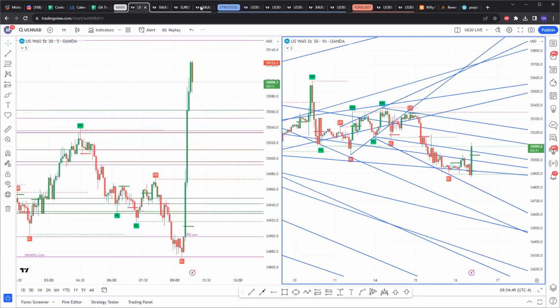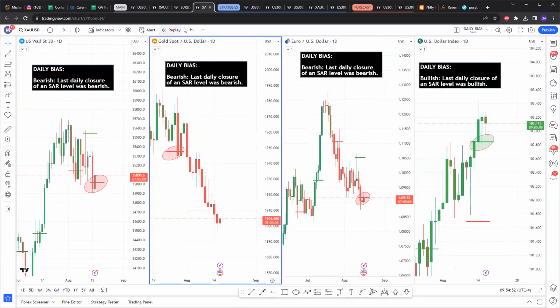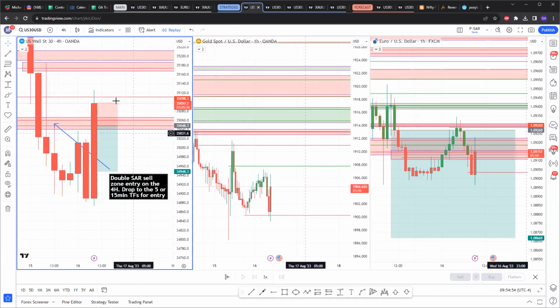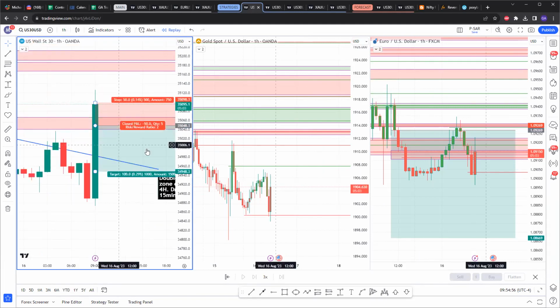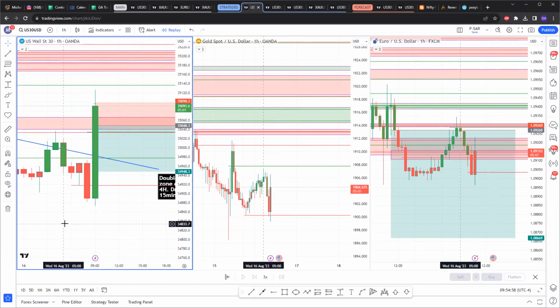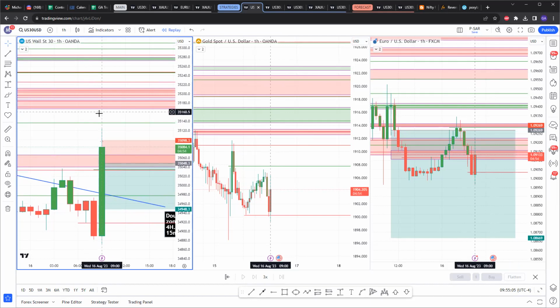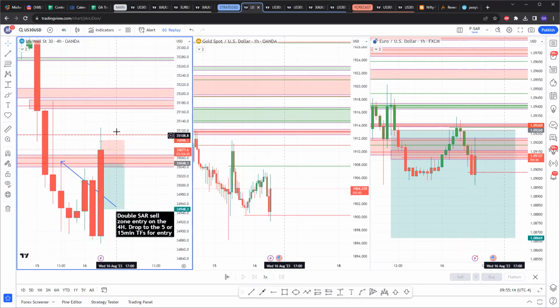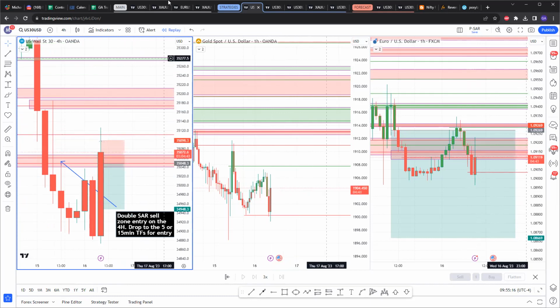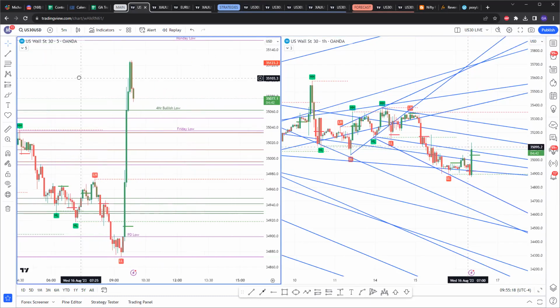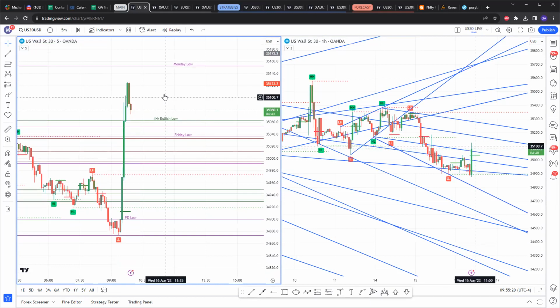Given that, I'll come back down and see what I have on the hourly time frame. On the hourly time frame, I only have one sell SAR zone right here, unless I want to wait for US 30 to come to about 35,200. I don't think it's going to get up there just yet. Again, I'm still bearish on it, so I would rather go to the 5-minute time frame and wait for a sell SAR to show up.